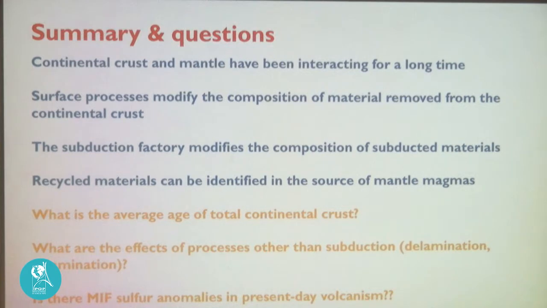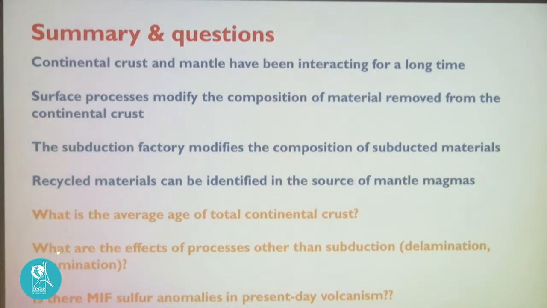The questions that I think are still important and need to be answered are the following. What is the average age of total continental crust? We need to do that, and I'm not sure how we can do it, because I don't see any clever way of sampling lower and middle crust and being able to analyze it.